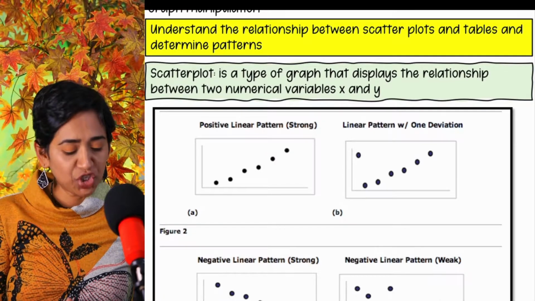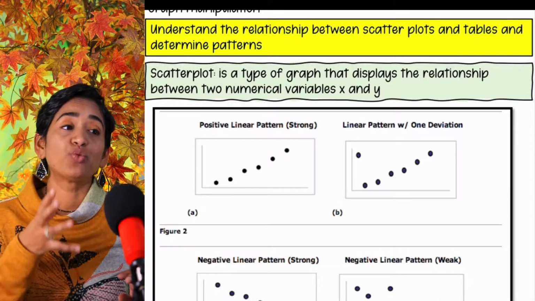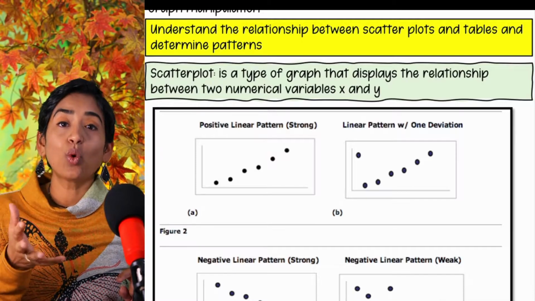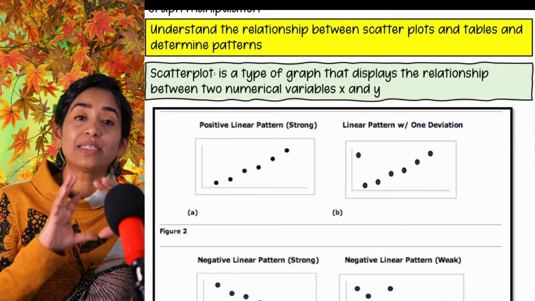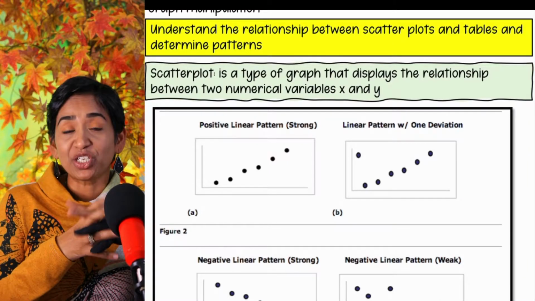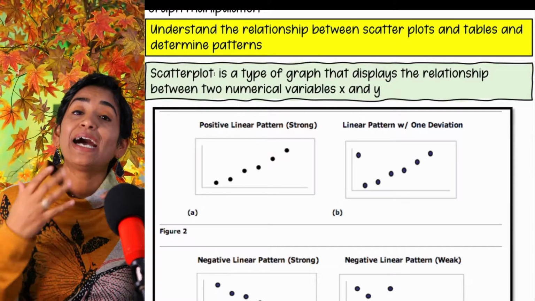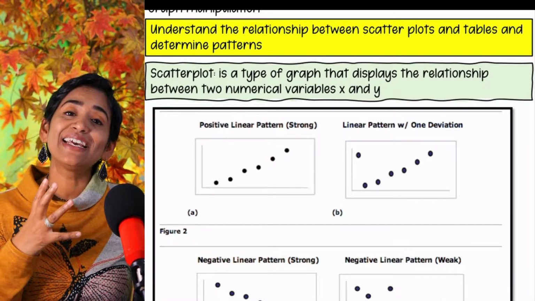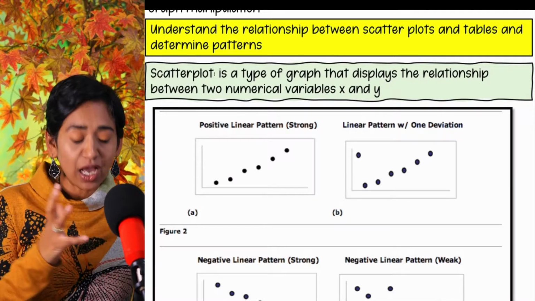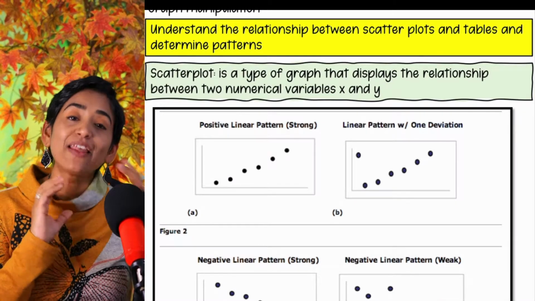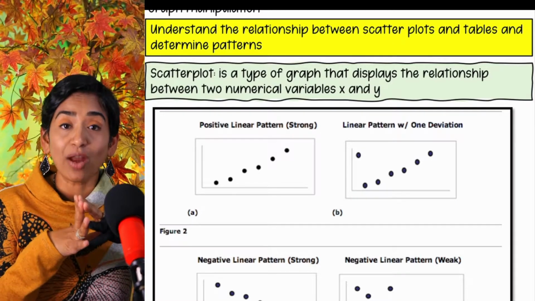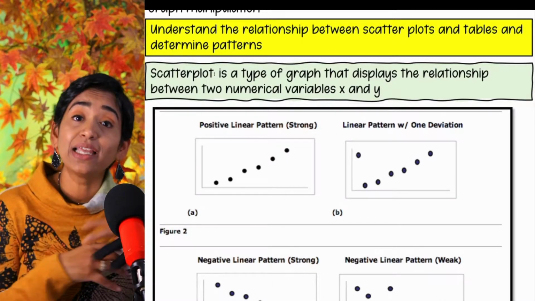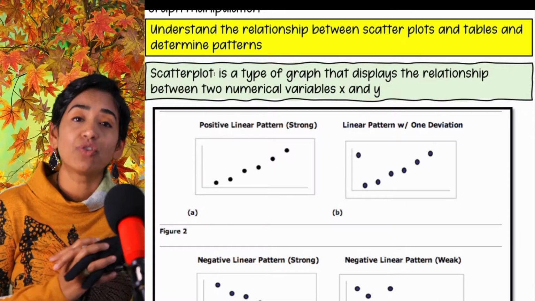All right, so the next section is to understand the relationship between scatter plots and tables and determine their patterns. Now, you might ask, what is a scatter plot? A scatter plot is a plot that shows a relationship between your x and y variable. As we go deeper into the topic, we will be drawing the best line of fit that matches our scatter plot. But as of now, a scatter plot is something that shows you a relationship between your x and y axis, and just by looking at your scatter plot, you can tell if there is a linear relationship or not.